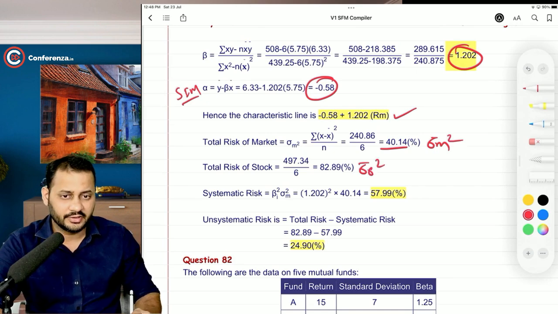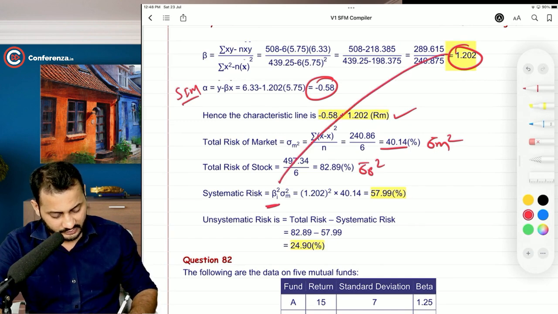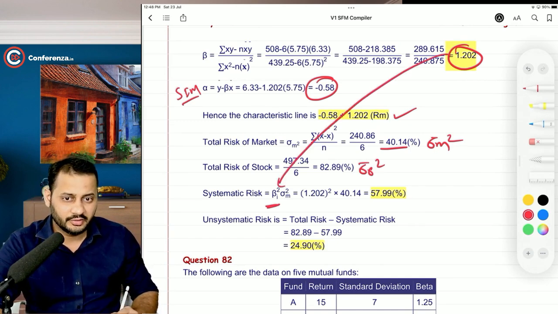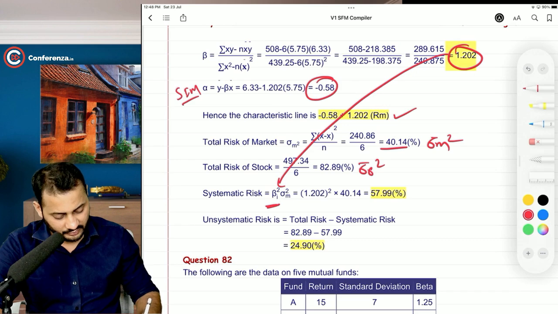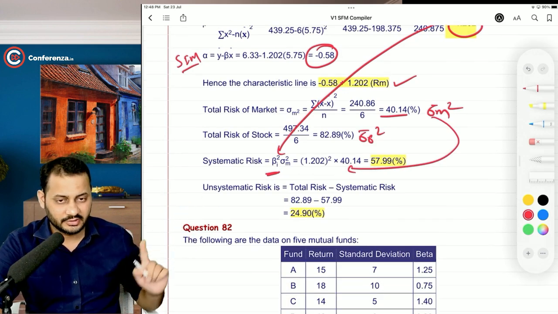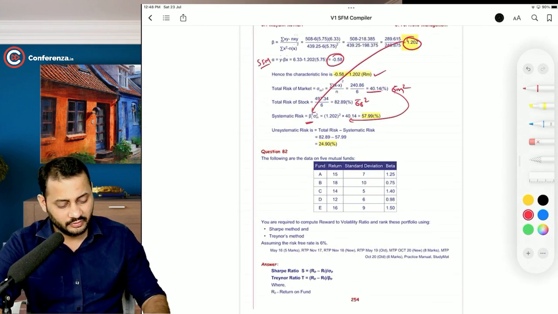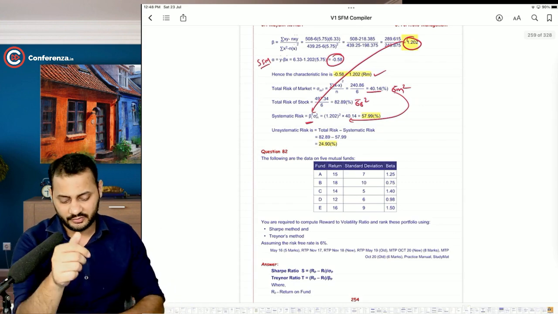This is variance, this is variance. Systematic risk is beta I square, which will be 1.202 square, and standard deviation of M square already 14.14. And unsystematic risk is the total minus systematic. That's very easy. So this is all about the betas and alphas that we wanted to learn.